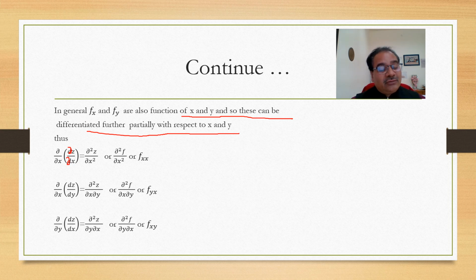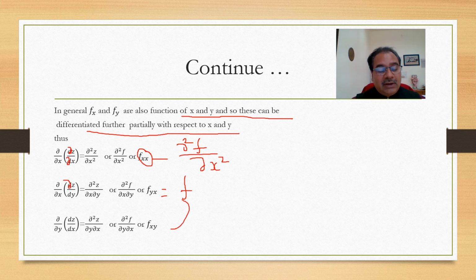Similarly, in the same manner, the second order derivative del 2 z over del x del y, or del 2 f by del x del y, or f_yx. Mind that this is also a symbol of the second partial derivative. So already you have written del 2 f over del x square, and this is the symbolic form. Similarly, here is the symbolic form of del y x, or f_yx, or sometimes we also call this f_xy.